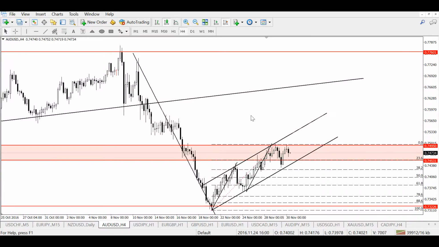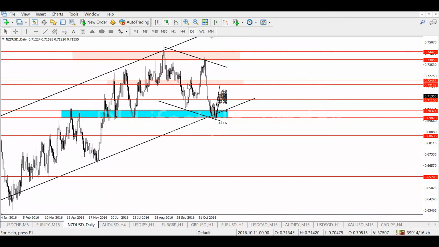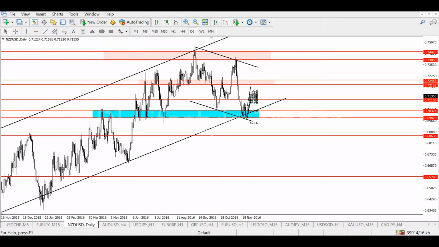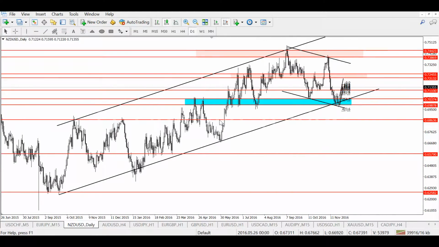Now I would also like to touch on the Kiwi against the dollar. I am seeing a divergence between the Australian dollar and the New Zealand dollar, because the Kiwi dollar somehow seems much more bullish. It is bullish compared to the Aussie against the US dollar.